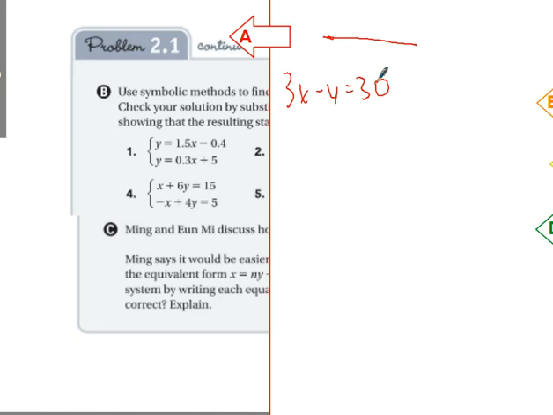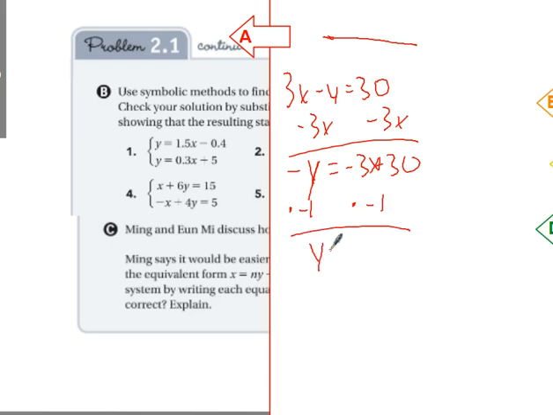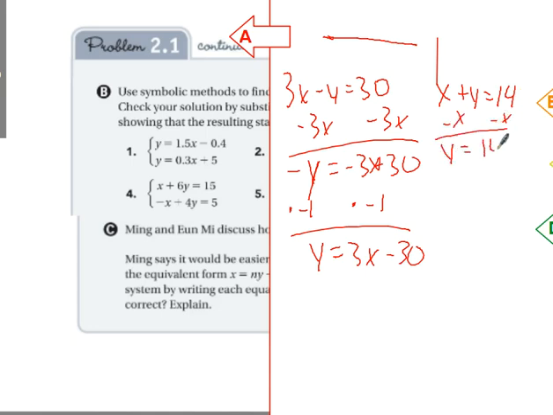So what you can do is subtract 3x from both sides, and you would get negative y equals negative 3x plus 30. And then you could just multiply by negative 1 for all of them, and you would get y equals 3x minus 30. So for the next equation, x plus y equals 14, you could subtract x, and you get y equals 14 minus x.